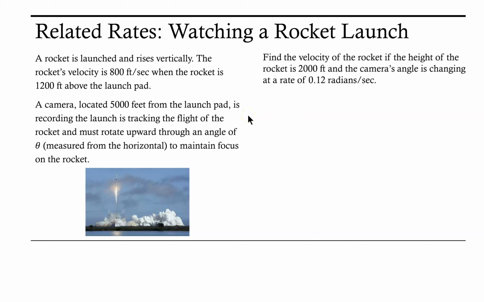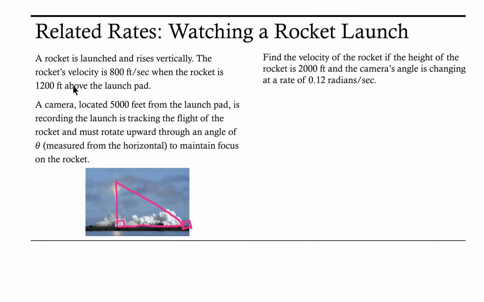Welcome. Let's continue looking at our rocket launch. Now recall that our rocket has been launched and it is rising vertically, and that we have a camera located 5,000 feet from the launch pad. And so we had created a diagram looking something like this, where we have this right triangle where the rocket is at one vertex, the camera is at another vertex, and the launch pad is at the third vertex.